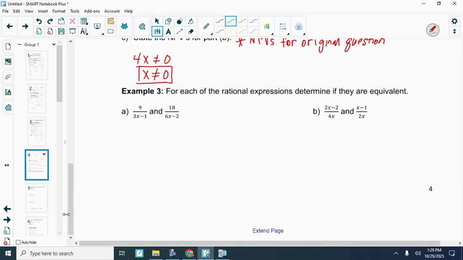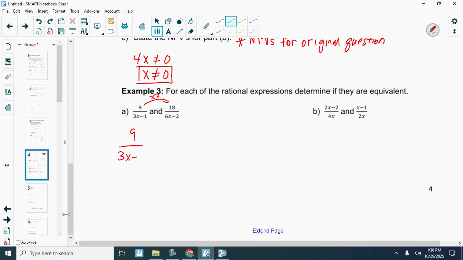B, for each of the rational expressions, decide if they are equivalent. One of the things you can do is take a look at this and ask, what did I do to 9 to get to 18? If I multiplied by 2, then we just have to double check. Whatever I do to the top, I have to do to the bottom. So is it also true that if I multiply everything on the bottom by 2, I will get the expression on the right?